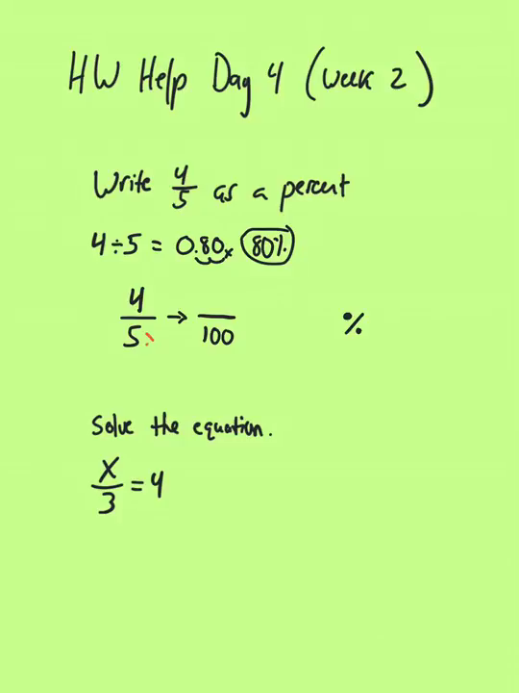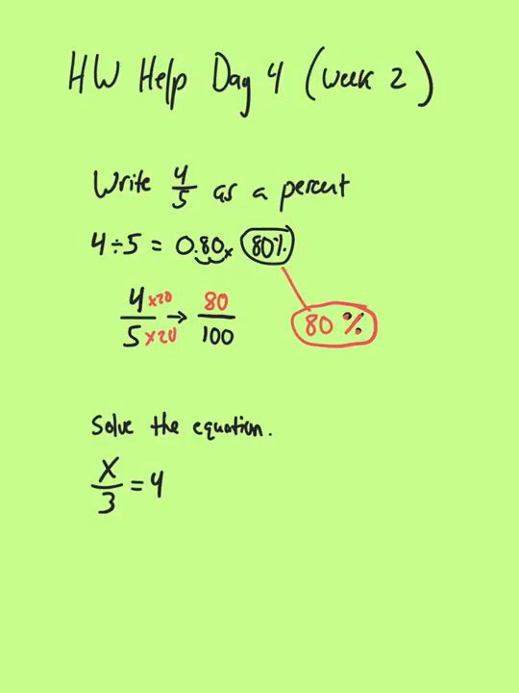I know 5 times 20 is 100. So 4 times 20 is 80. And 80 out of 100 is 80%. So there's 2 ways to solve that problem. Both of them get your answer.